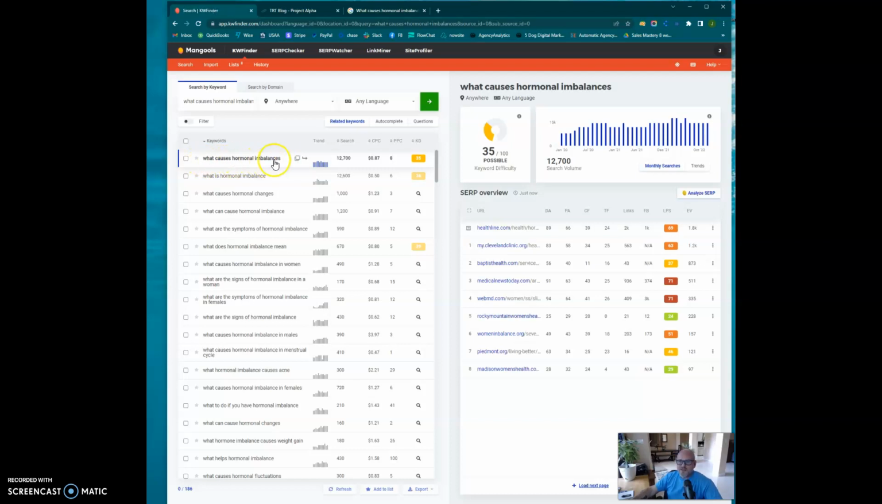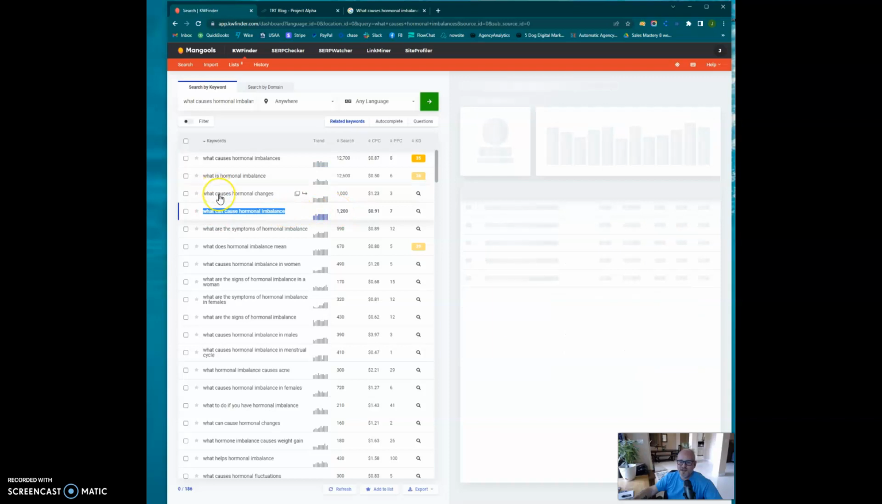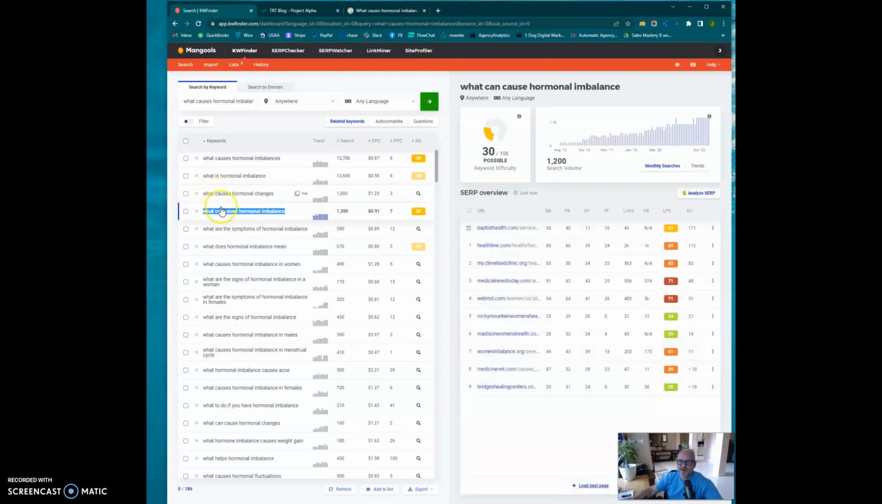Like, what causes hormone imbalance? That could be a title of a good blog, and within that blog, you could address what is hormone imbalance, what causes hormonal changes, what can cause hormonal imbalance. See, these two are pretty much synonyms. So this one having a higher search volume, I'd probably make this one the header, and then in the paragraph under that header, I would probably use these two interchangeably. That way I can grab both of them.